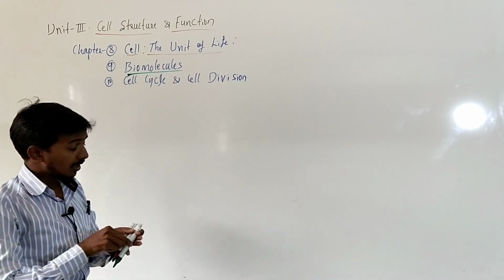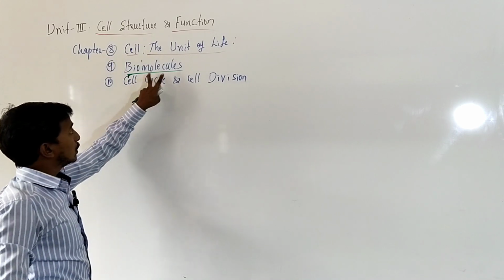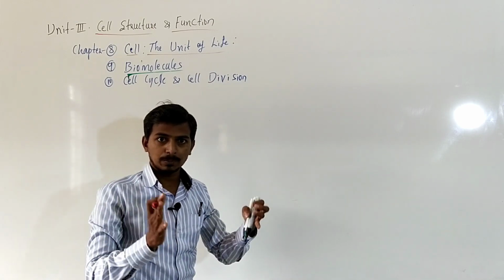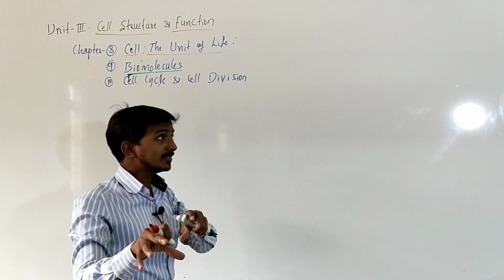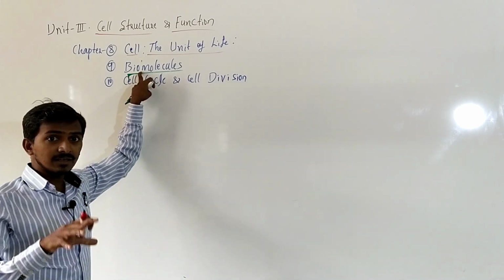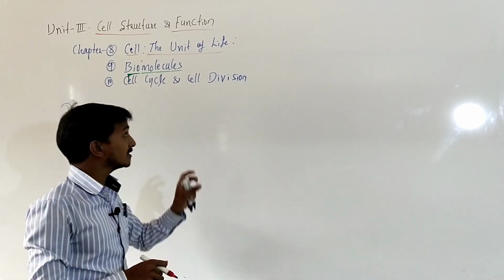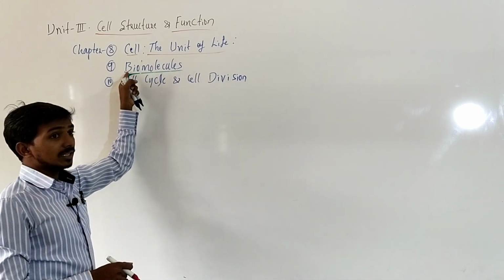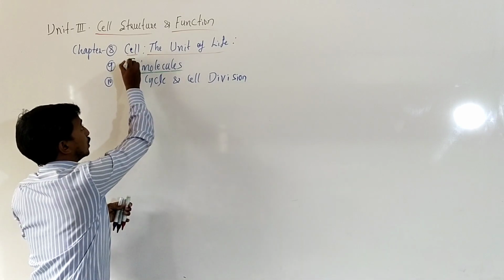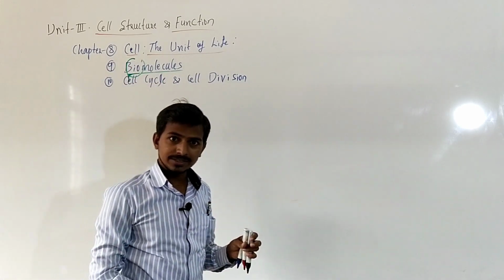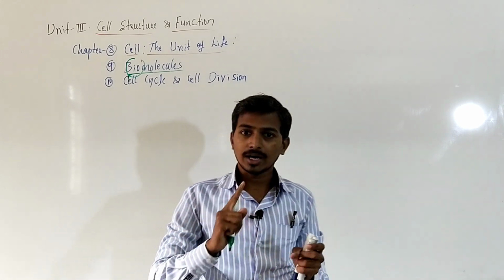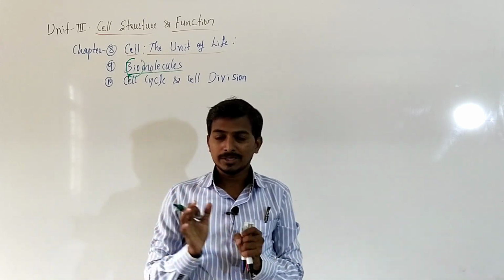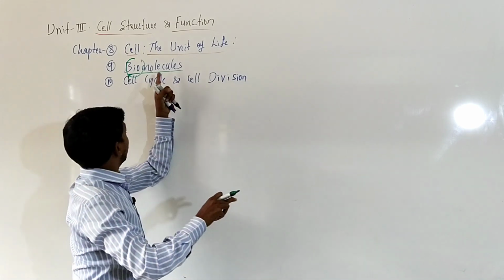We have two terms here, bio and molecules. Molecules, all you should know in chemistry, some of the elements, some of the compounds. But those compounds present inside the cell, inside the living organism, we call them biomolecules, that is chemicals present inside the body of the living organism. We discuss proteins, carbohydrates, nucleic acids, fats and lipids, etc. in the chapter biomolecules.